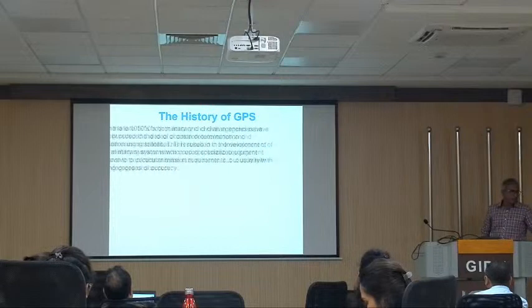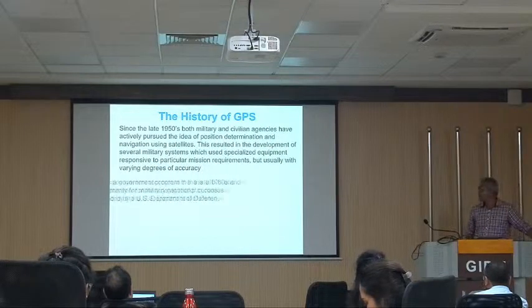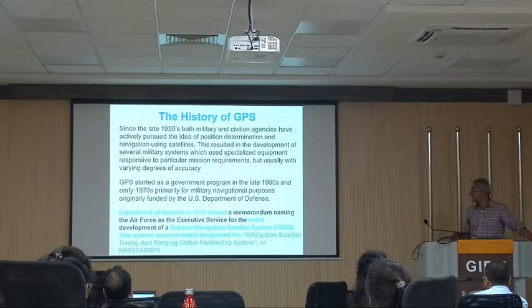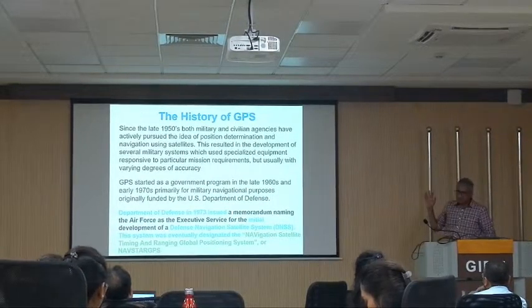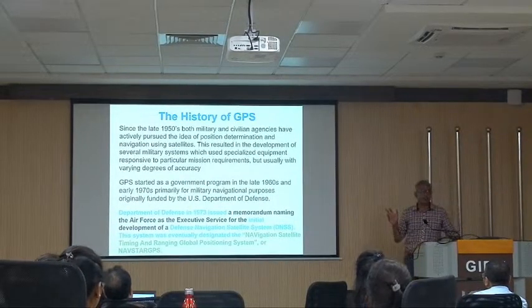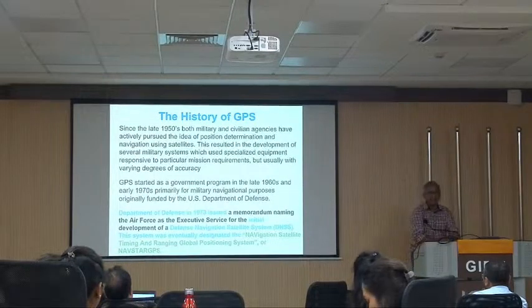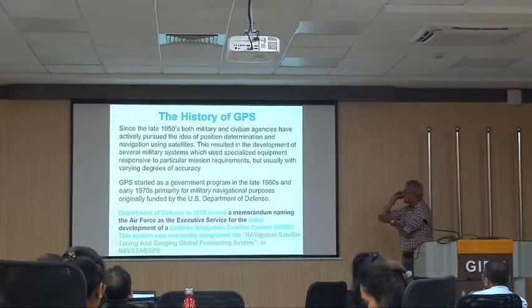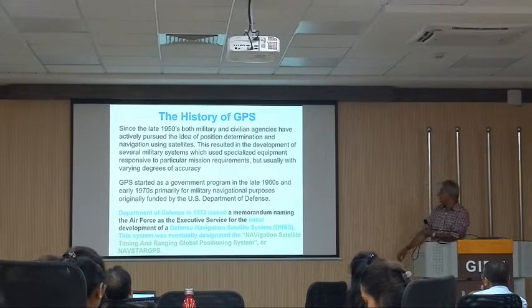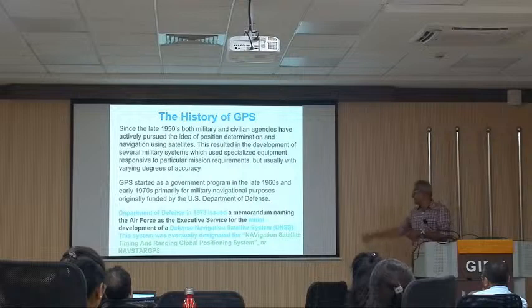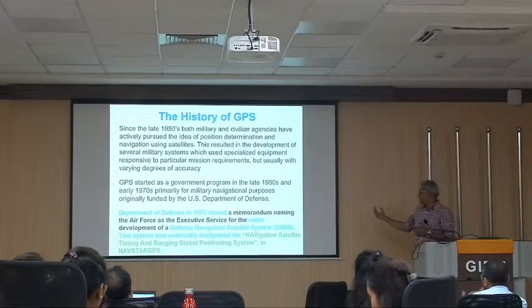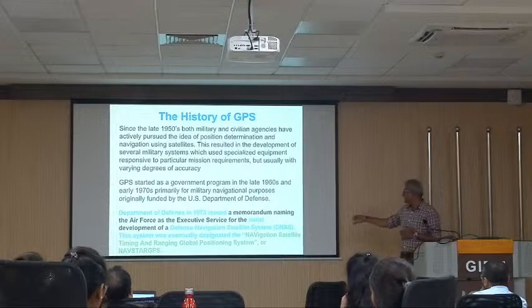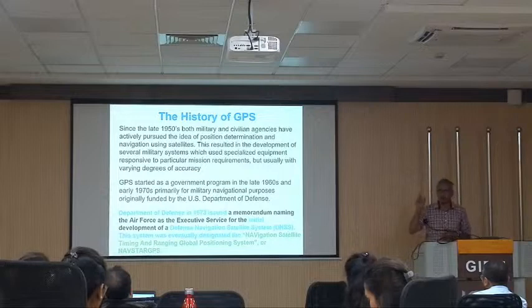Basically, it was started for a defense system, right? It was in the early 60s and 70s. Defense wanted to track its weapons, they wanted to track their enemies and so on. The Department of Defense in 1970 issued a memorandum to the Air Force. Initially it was called Defense Navigation Satellite System in the 60s. Then it was eventually designated Navigation Satellite Timing and Ranging Global Positioning System, or NAVSTAR GPS. That was the original term.